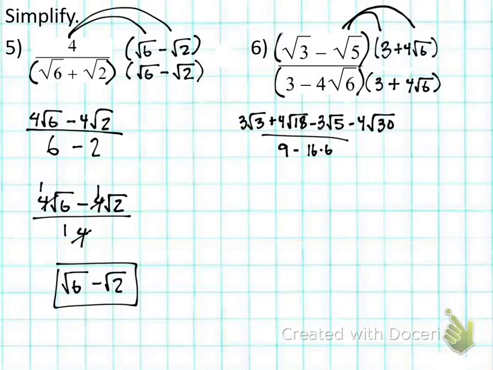Okay, then we start working this out. Numerator, we got 3 rad 3. Can I simplify that anymore? Nope, we're going to leave that alone. Second term, 4 rad 18. Rad 18 is just like saying 9 times 2, right? Square root of 9 is 3. So it's 3 rad 2, but 3 times 4 is 12, so we're going to go 12 rad 2.